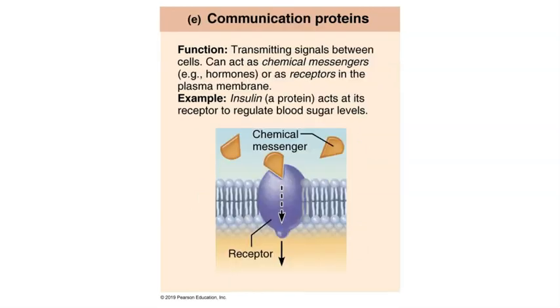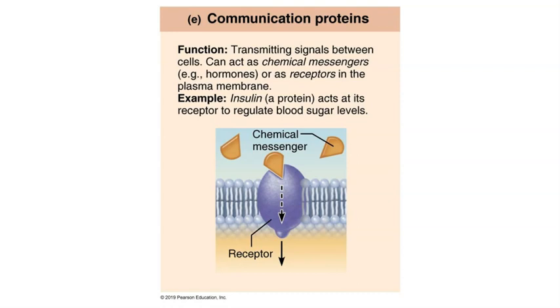Some proteins function in communication. In particular, certain proteins that are called receptors are found on the surface of cells, or these receptors may also be found within the cell, that is, on the interior of the cell. And these receptors are a key aspect in the function of the endocrine system.